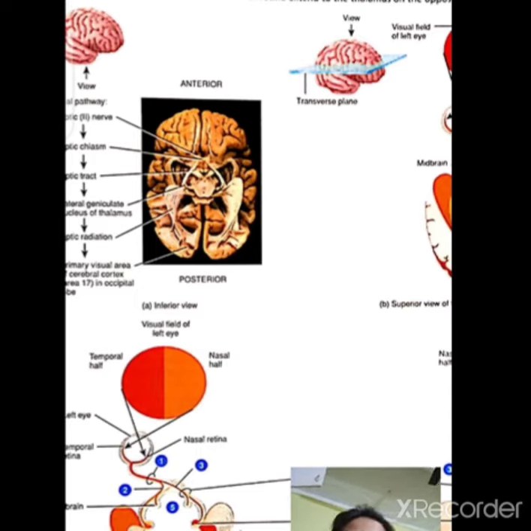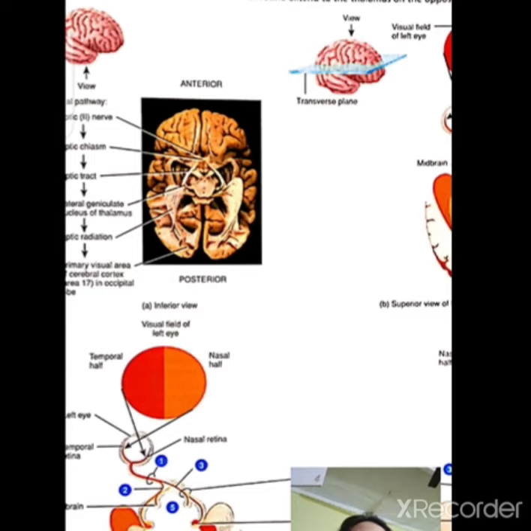Binocular vision field means in both eyes. This crossing over causes the binocular views. This is the binocular visual field that can be seen in both eyes. Now, information from the right side of the visual field of each eye projects to the left side of the brain, and information from the left side of the visual field of each eye projects to the right side of the brain.